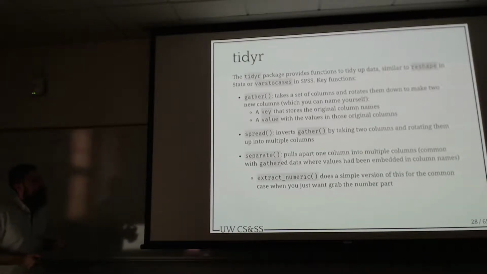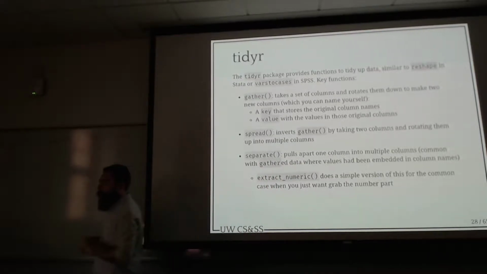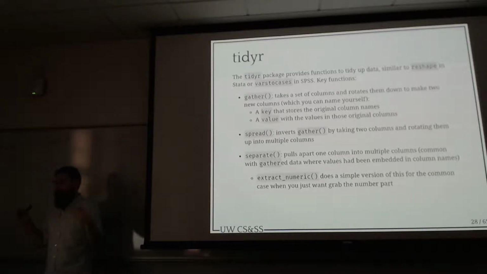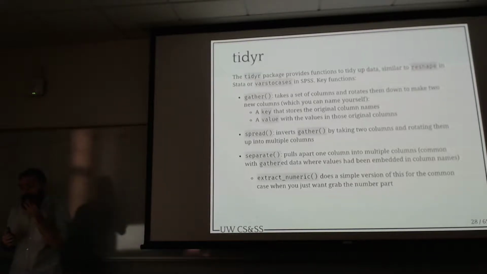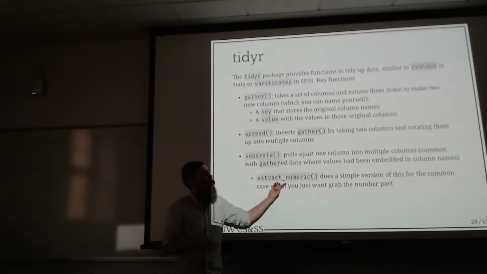Separate is a function that's a little different. Separate pulls apart one column and generates multiple columns. This is really common if you've gathered a bunch of data where values were embedded in the column names and you want to get out some sub-element of that. For instance, a common operation is, we'll use extract numeric, which is actually a type of separate here.